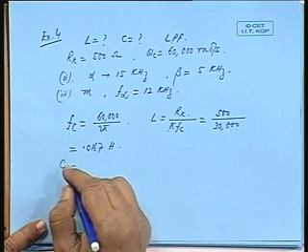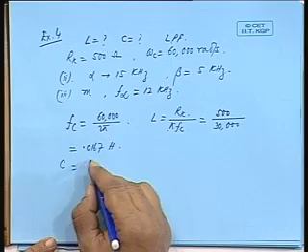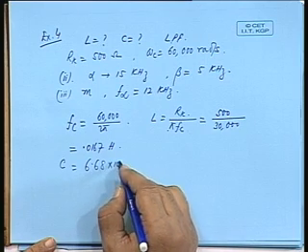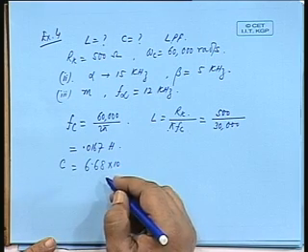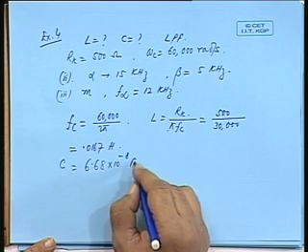What about C? Similarly, C also, you know the relationship for FC, L and C. C comes out to be 6.67 into 10 to the power minus 8 farad.